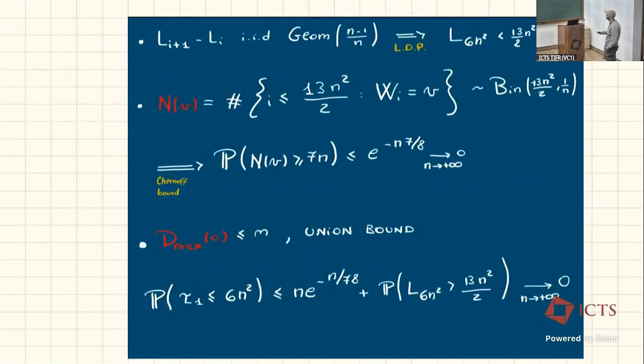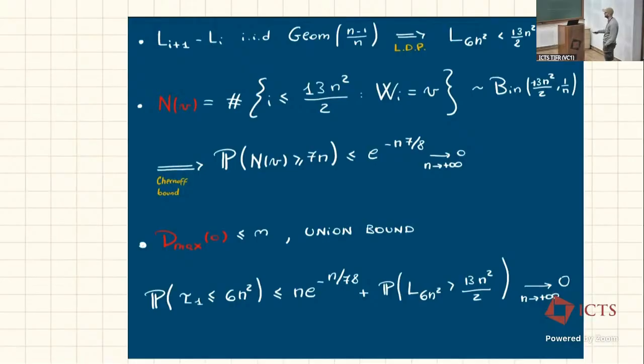So the probability that this, for a given vertex, is bigger than 7n goes to 0 exponentially fast, which is good. Why 7n? 7n is good because we want to control the maximum degree being smaller than 8n. I add at most 7n to the degree. And I start with, this is one condition we have, less than n because the maximum degree is less than n. So by union bound, I get that the probability that the maximum degree is smaller than 6n squared.